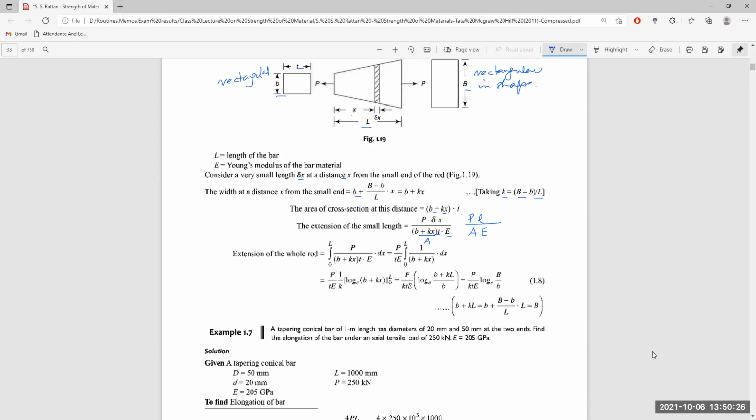After the integration, this will become T and T, and E is brought outside. This T, this T and this T are all constant and independent of x, so this is brought outside the integration sign. The integration is done from 0 to L of 1 by (B plus kx) dx. Now after integration, it will become 1 by k log with the base e of (B plus kx), integrated from 0 to L.